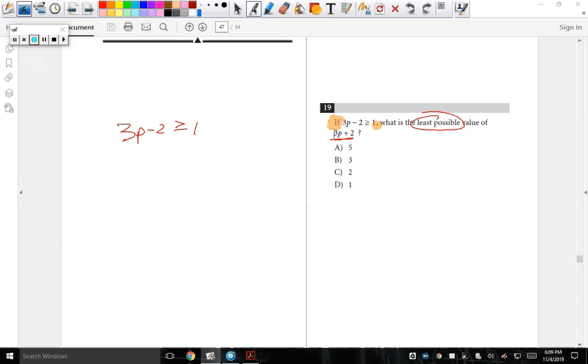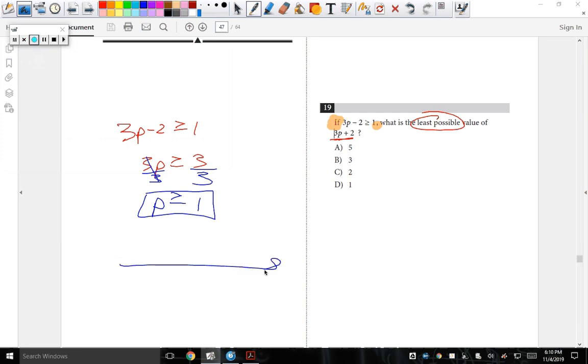Anyone, what do I do? Add a 2. So we're going to add 2 to both sides. And then anyone? Divide by 3. So that cancels 2. P is greater than or equal to 1. So if I'm looking at it like a number line, here's 0, here's 1. Because this is equal, it's going to be a closed dot.